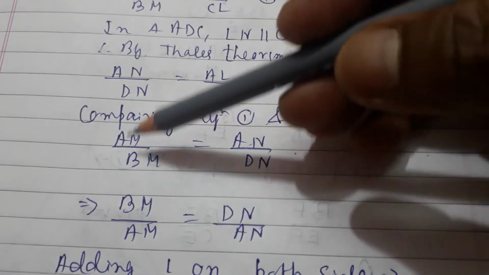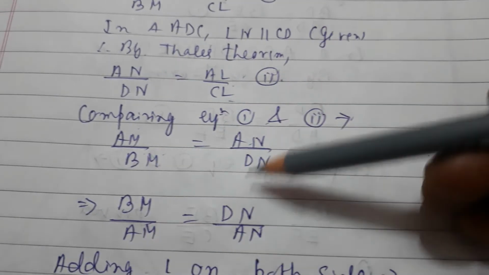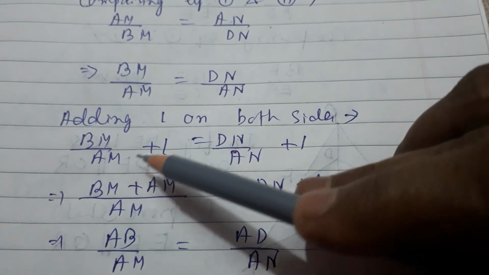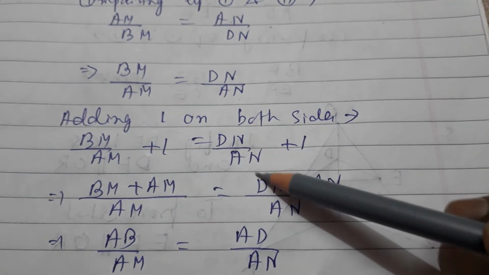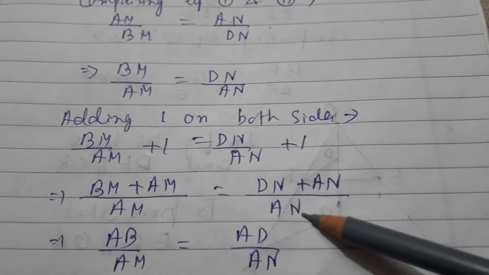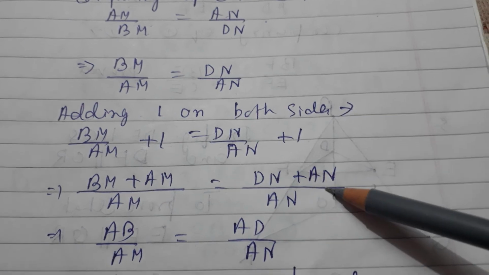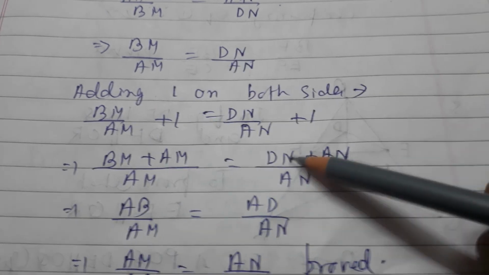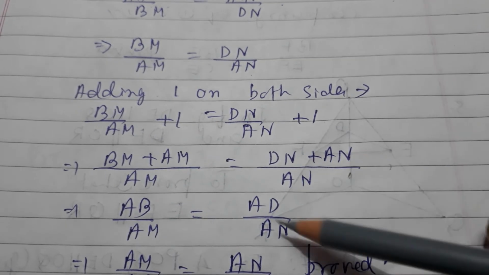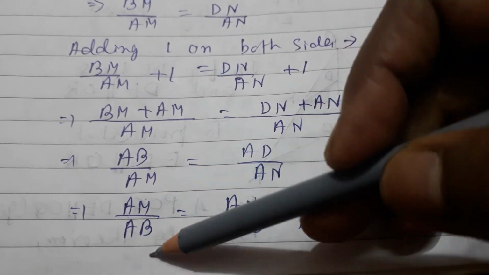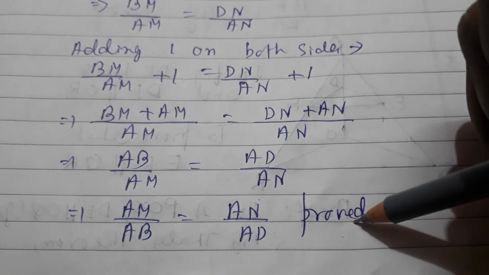Now just reverse, I have done. BM by AM equal to DN by AN. Okay. Now adding 1 on both sides. Now look here, BM by AM plus 1 equal to DN by AN plus 1. Now take LCM AM. So BM plus AM. And here LCM will be AN, DN plus AN. BM plus AM by figure we will get AB by AM. And by figure DN plus AN equal to AD by AN. Now just reverse again. AM by AB equal to AN by AD. It is proved. Okay.